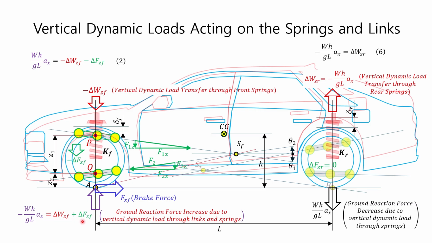Meanwhile, in the rear wheels that do not generate braking force, the vertical dynamic load is transmitted to the ground as a force that tensions the springs, so the vertical load on the rear wheels is reduced. Since there is no load transfer through the rear suspension links, the total load transfer from the rear to the front acts through the springs, and this magnitude is equal to the vertical dynamic load of the entire vehicle calculated by Newton's second law, and acts as a force that tensions the springs.